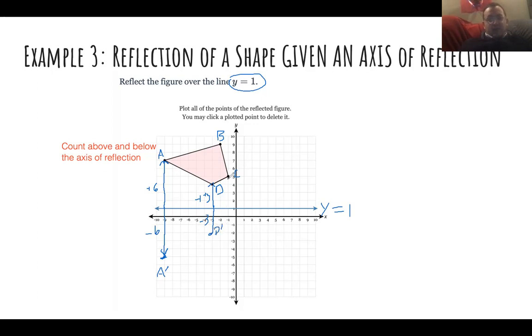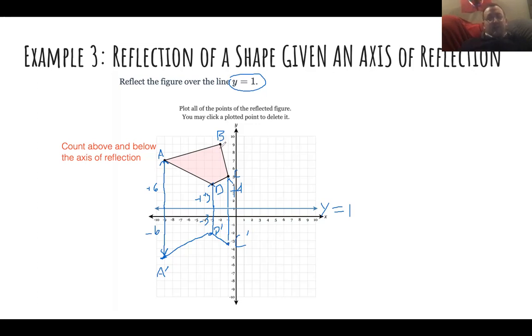And then this one is up 4. So if I'm going up 4, I'm going to go 4 below. And that's going to get me to C prime. And if I were to ask you for the coordinates as well, you could just list the coordinates. And this is reflected over y equals 1. So now we can kind of see what the shape could be.